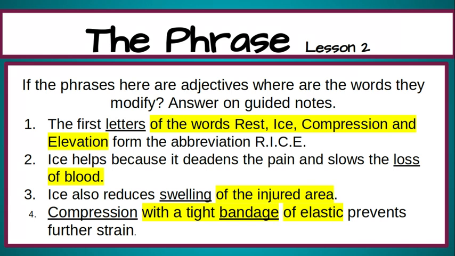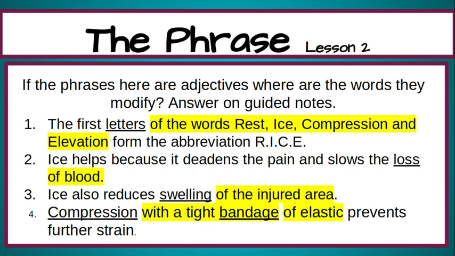Letters. Letters is the word that's being modified. The first letters of what? Of the words rest, ice, compression, and elevation. So this is answering the question, which one? Which letters, right? So letters is the word that's being modified. Number 2, loss. Okay, so it's the loss of blood. So of blood is answering the question, what? What loss? Okay, loss is a noun. It's an abstract noun. If you remember us talking about that, it's one of those things that you can't touch, but it is a feeling, it's a sense.